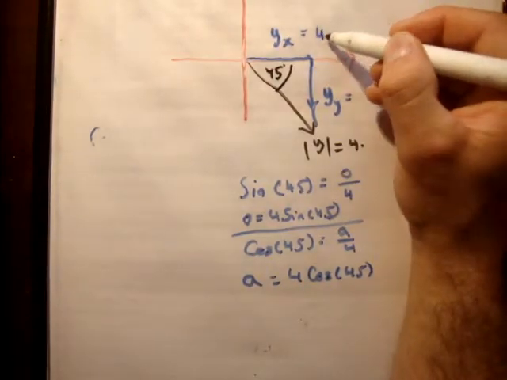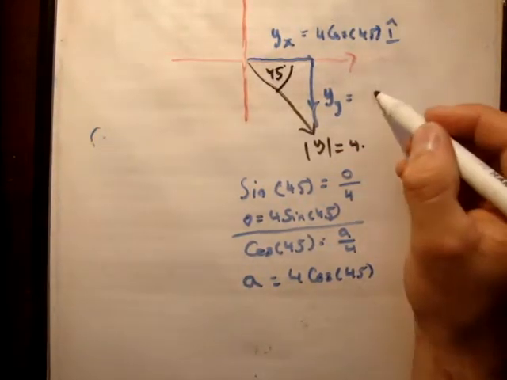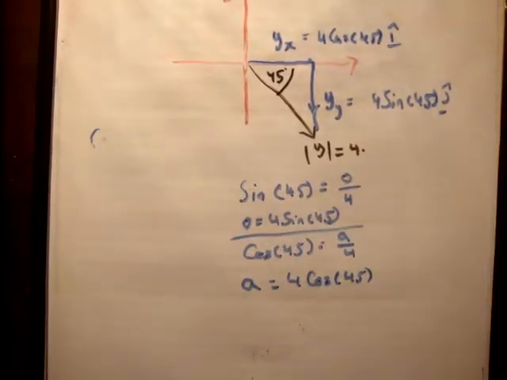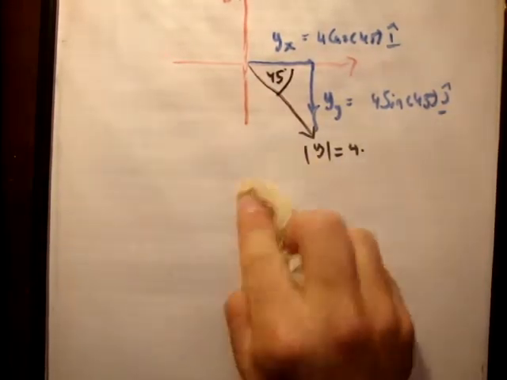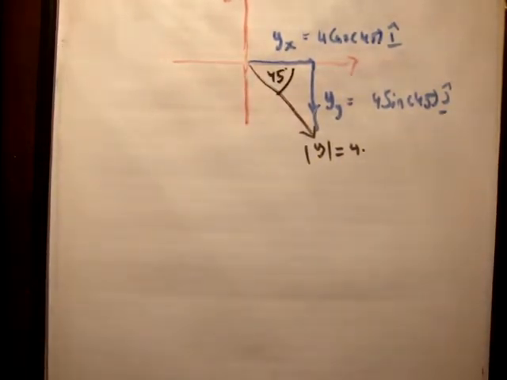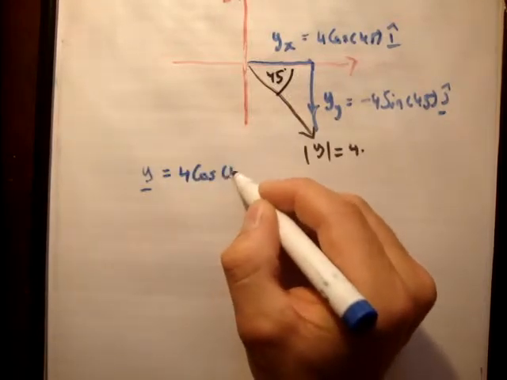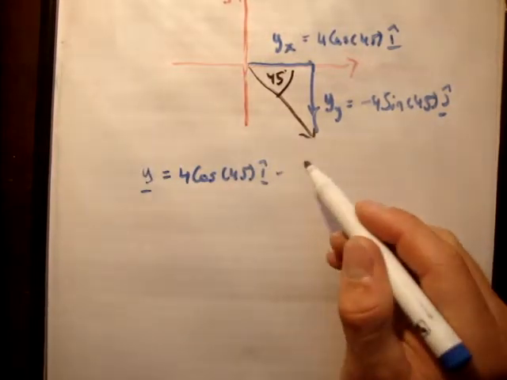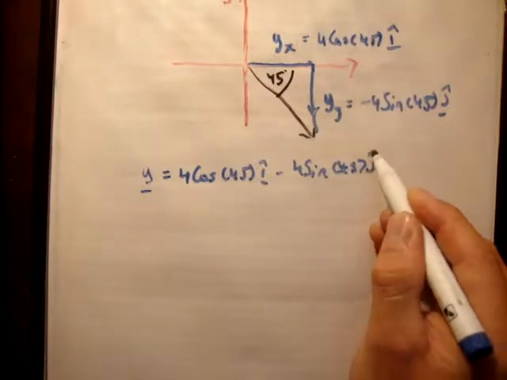Y sub x is equal to 4 cos 45, and it's in the x direction, so we get i hat, and this is 4 sine 45, and it's in the j hat direction. The next thing we need to do is analyze what quadrant this is in. It's in the fourth quadrant where it's negative y and positive x. So for that reason we have a negative here, and that means that the vector y is equal to the following. It's equal to 4 cos 45 i hat, let's get rid of that, we don't need it anymore, minus 4 sine 45 j hat.